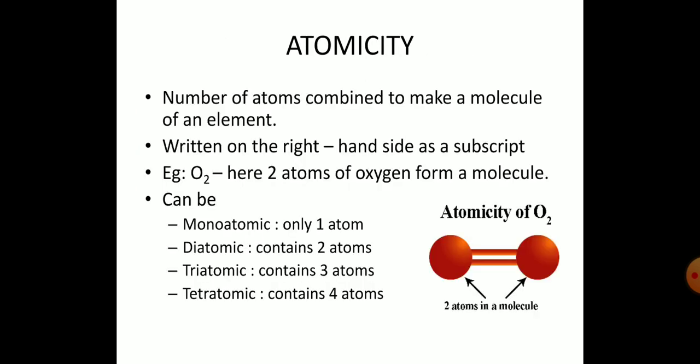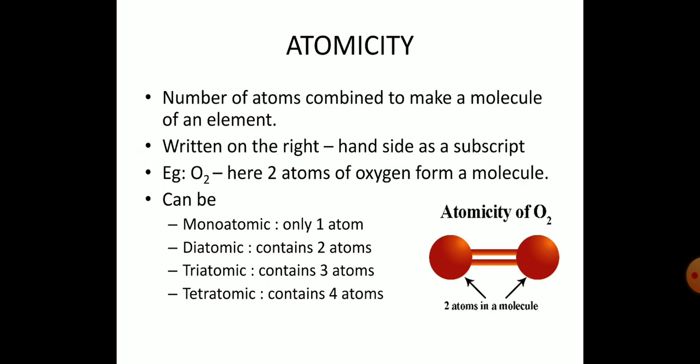What is atomicity? The number of atoms combined to make a molecule is atomicity. Example, oxygen: 2 atoms of oxygen combine to form 1 molecule, so O2. That is why I write the symbol O, and below it, in the subscript on the bottom right side, I write 2.